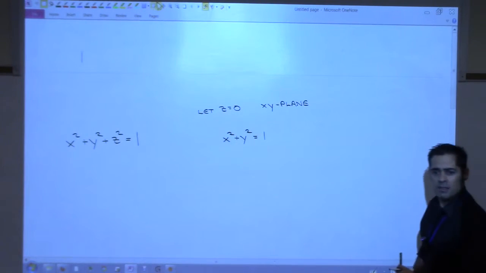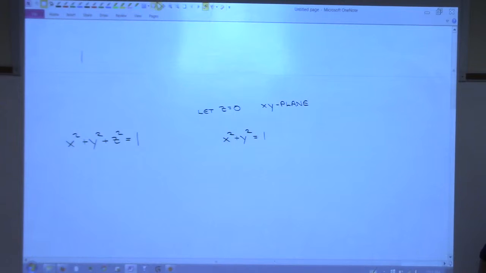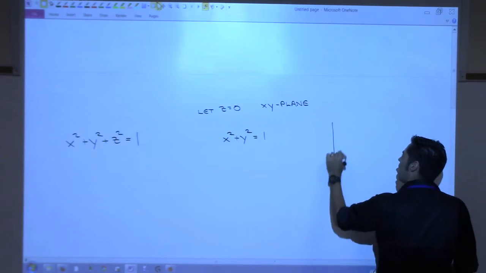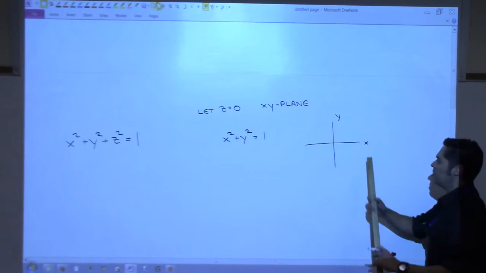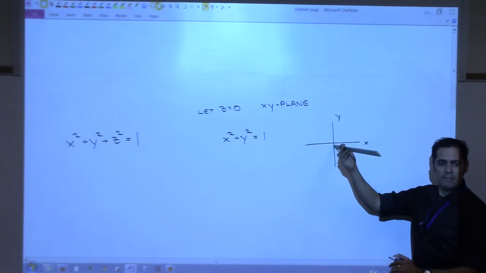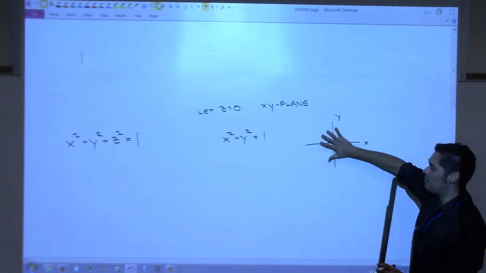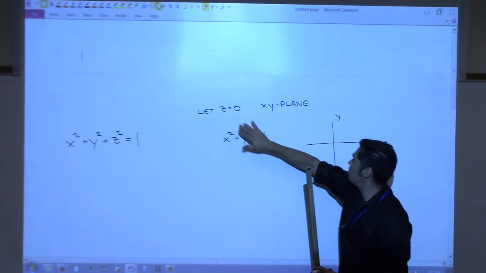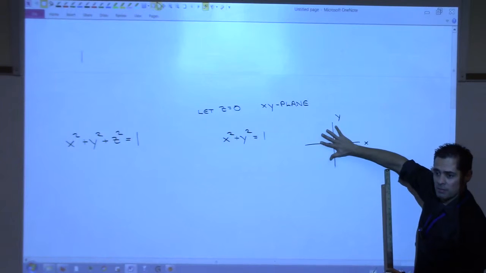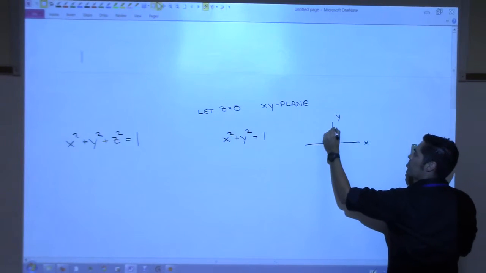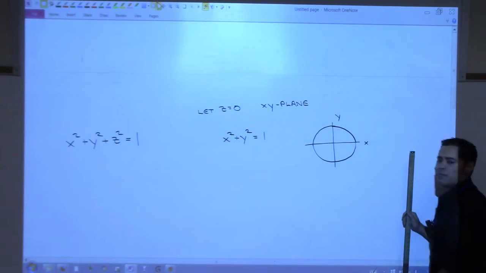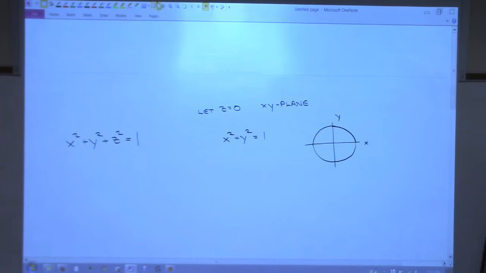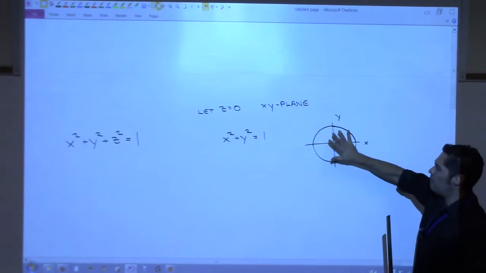It looks like a circle, right? Radius 1. So if I was looking from the top down, this would be x, this would be y. z's coming out at us, right? If I'm at the xy plane, or I'm sorry, if z is 0, I'm actually on this plane. It draws a circle radius 1. Yes?